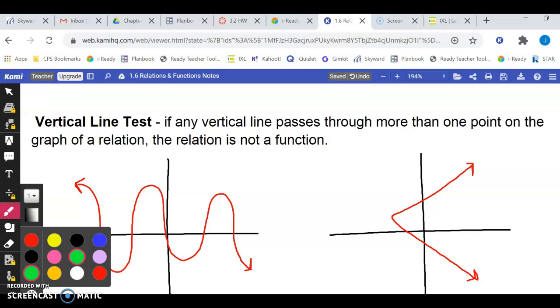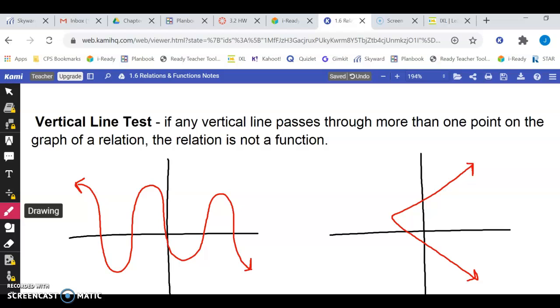So for this one, if I drew a vertical line here, I'm only going to pass through that graph right there. And I can try it over on this side, same thing's going to happen. It doesn't matter where I draw this vertical line, I'm only going to pass through one point on this graph. So yes, this is a function.